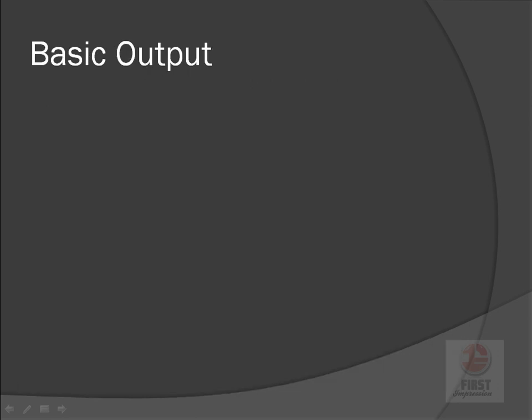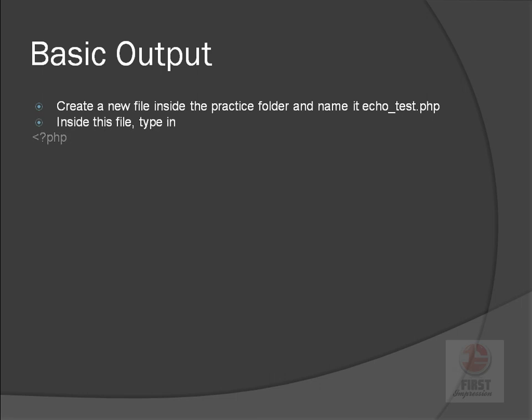So far so good. Let's start with some basic output using PHP. Inside the practice folder, let's create a file and name it echo_test.php. Inside this file, we'll type in <?php. This indicates that we are starting with the PHP tag. Whatever coding goes after this is the coding of PHP. So whenever such code is taken by the server, this PHP code is executed first.